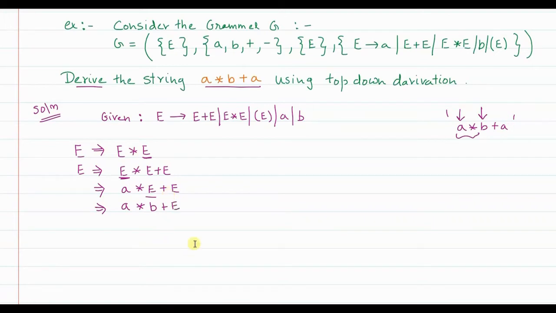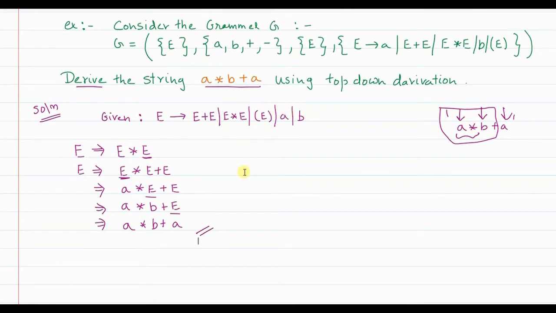Now notice that in the string we have taken, all the terms except the last one we have already obtained. What is left is the last A. So I replace this E with A. So the string that I get is A into B plus A. Okay, so this is called a derivation.